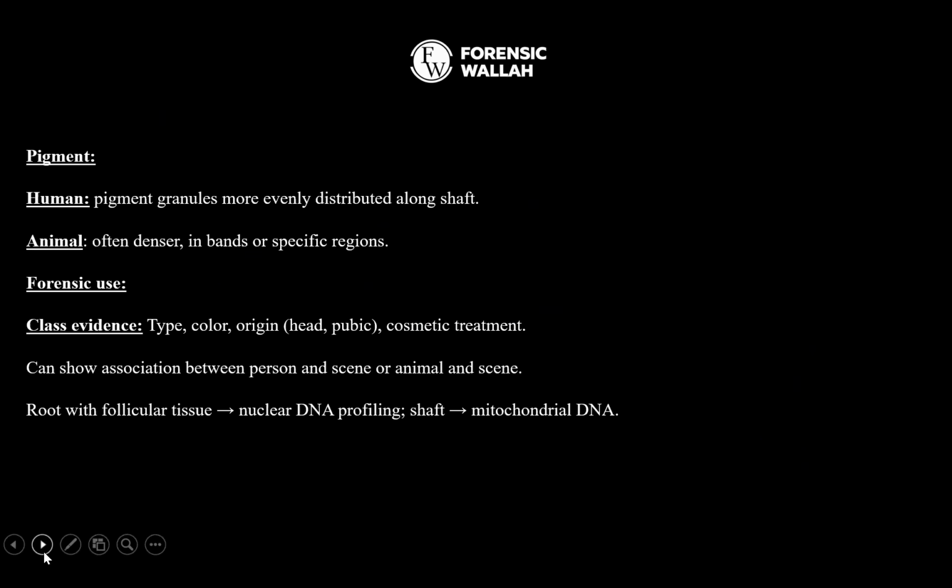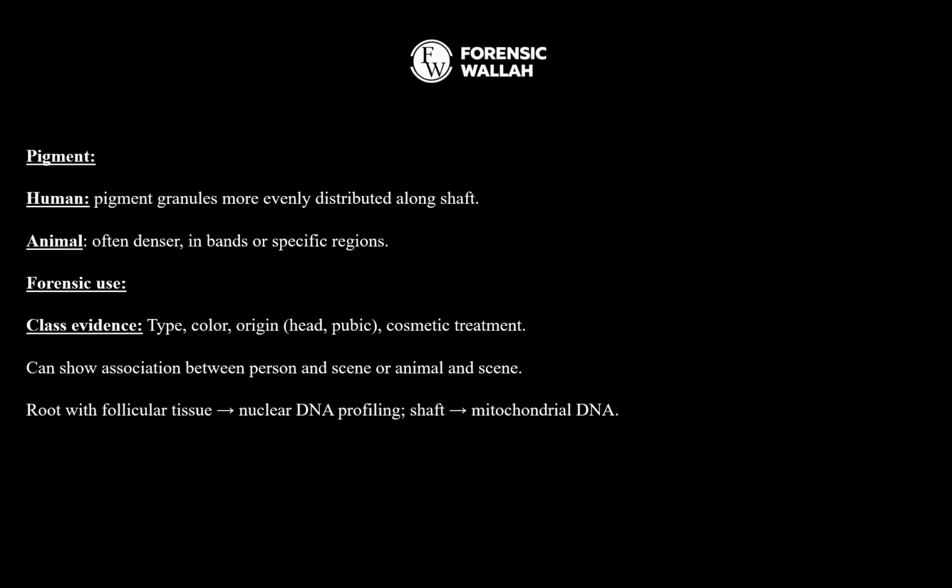Now, about the pigment in your hair. I told you pigment granules are mainly present in your cortex region, and in humans the pigment granules are more uniformly, evenly distributed along the shaft region. In animals, it is mainly very dense, and in terms of bands, there are different colors.